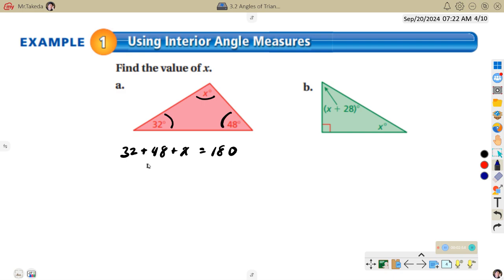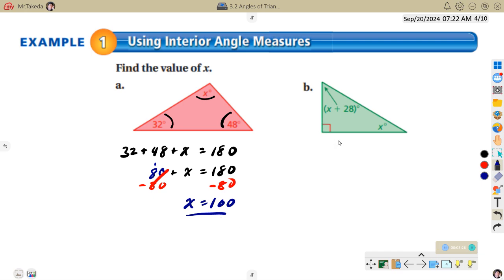How am I going to solve this? Go ahead and simplify here. I'm going to collect these terms here, add them together. 2 and 8 is 10, so 0 carry the 1. 3 and 4 is 7, plus the 1 is 8. So 80 plus X equals 180. Subtracting 80 from both sides, X equals 100. That's the value of X.